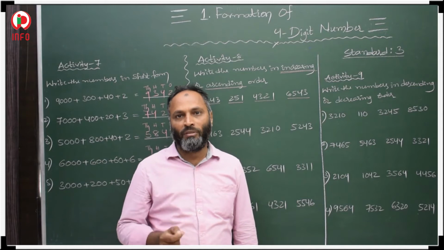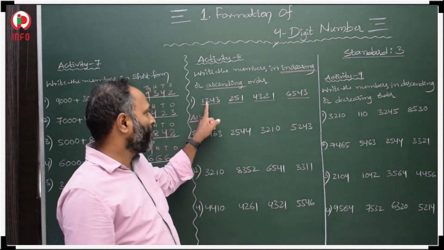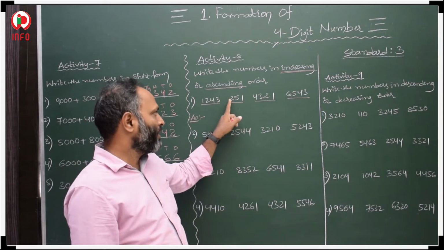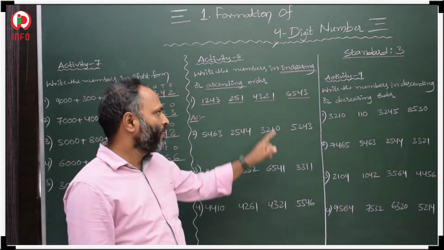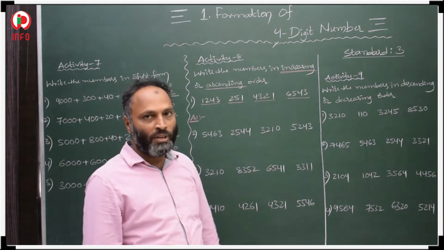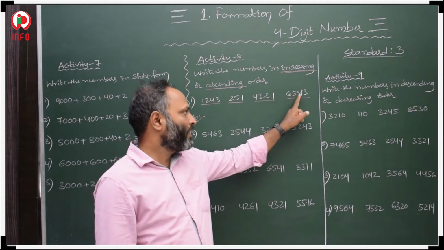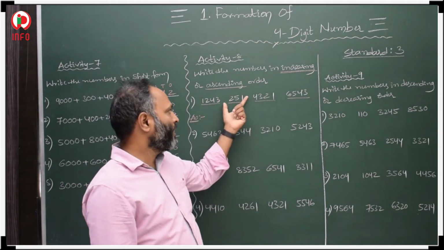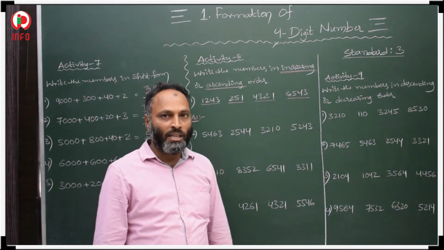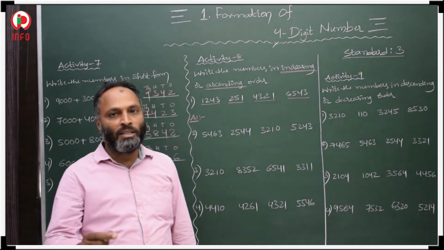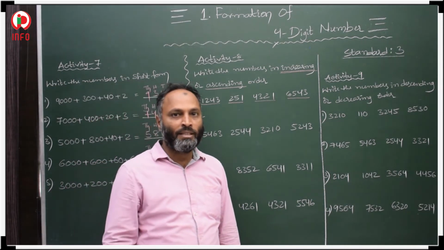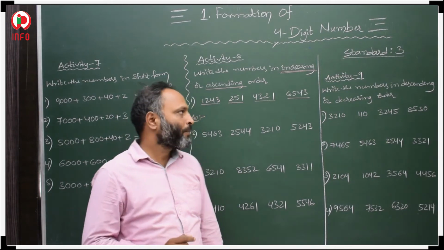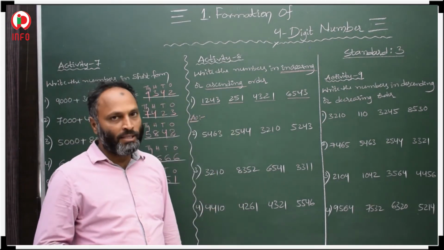Here, the first number has 4 digits, the second has 3 digits, the third has 4 digits, and the fourth has 4 digits. All are 4-digit numbers except one, 251, which is a 3-digit number. A 3-digit number is smaller than the 4-digit numbers. So 251 is the smallest one.